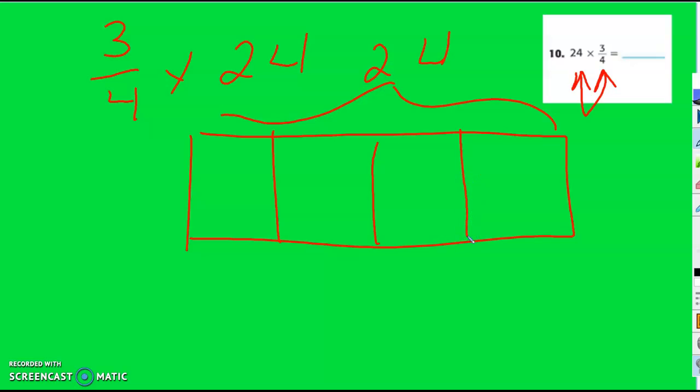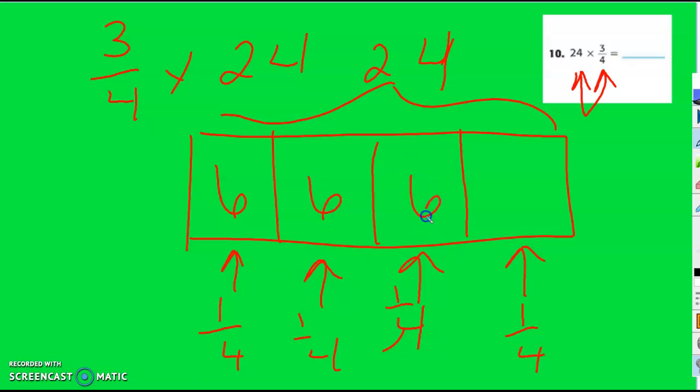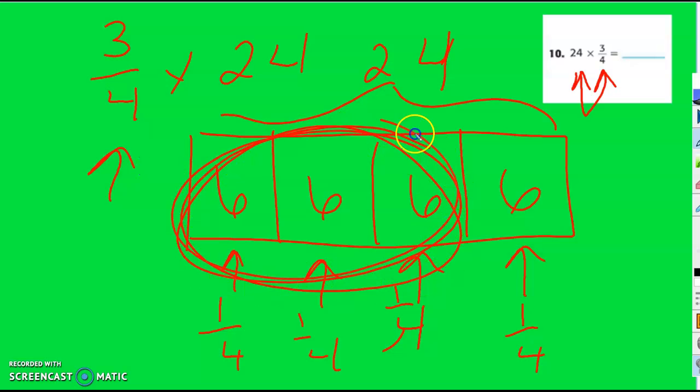And now I'm thinking in my head, I have 24 wholes, and I'm just cutting it into 4 equal sized pieces. So what is each of these pieces worth? Each one of these pieces is a fourth, but how much is it worth if my whole is 24? So I'm really dividing 24 by 4. So I know that each piece here, each section is worth 6. And in this problem, it says I want 3 of those fourths. So if I want 3 of those fourths, what is that going to be worth? 6 times 3 is 18.